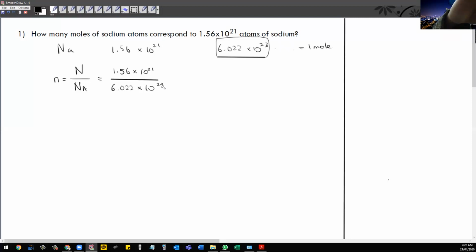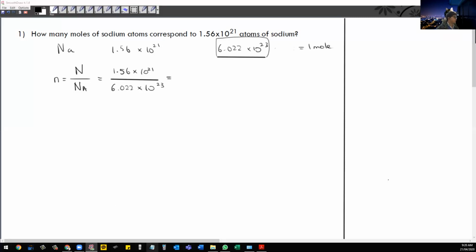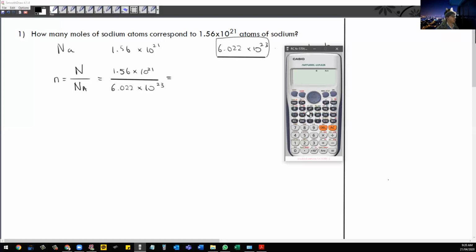Let me just decrease the volume a little bit. Yeah, that's all fine. And this is equal to, how much did you get? I got 0.26 times 10 minus 2 moles. Yeah, so must be something like that as well.